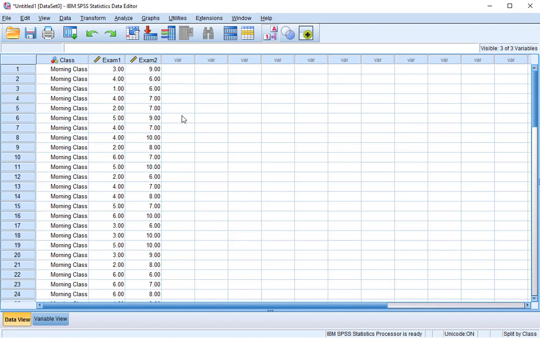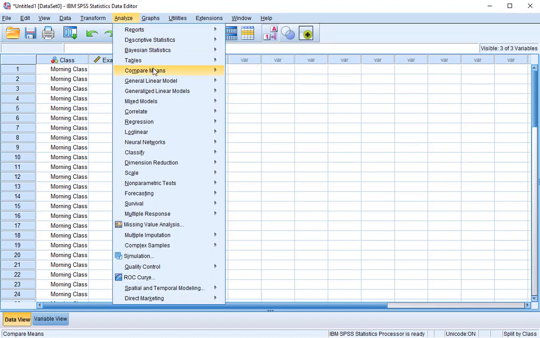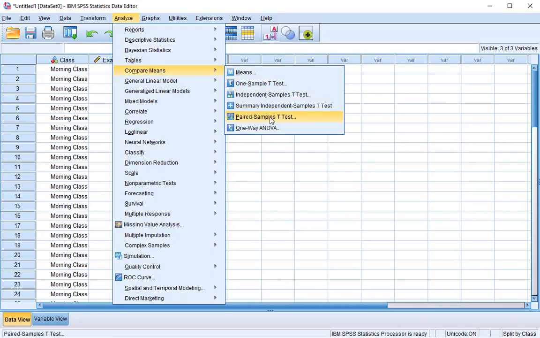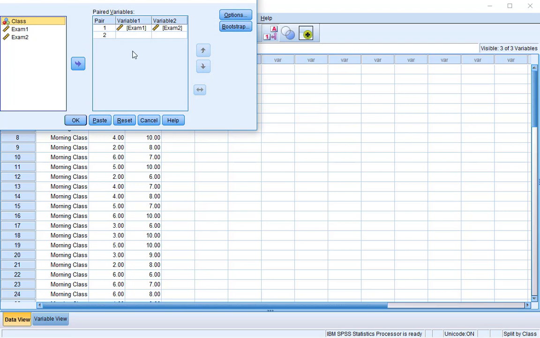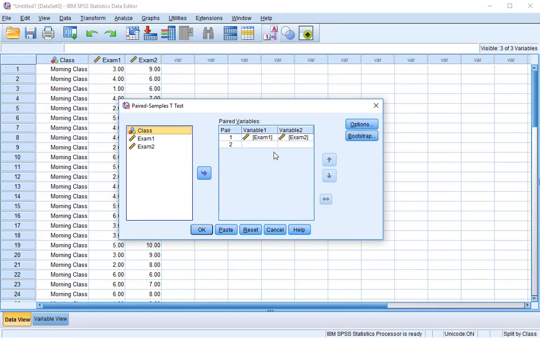Click back to our data. We see down here it says split class or split by class. That tells us that the split class feature is on. If we click on Analyze, Compare Means, and Paired Samples t-test, we'll see that the window still displays the same information we had earlier. And because we have a split class, it will look at each one separately.